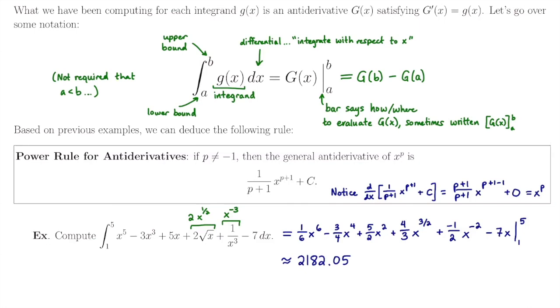Now notice here in the power rule, p is not equal to -1. For one thing, if we tried to plug that into the formula, we would have a denominator of 0. So in the next example, let's talk about how to integrate x to the -1.